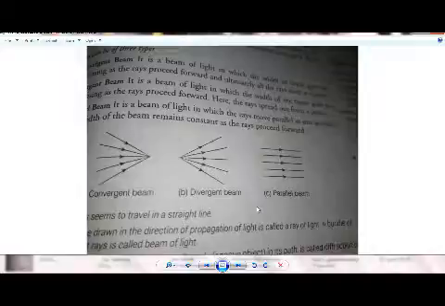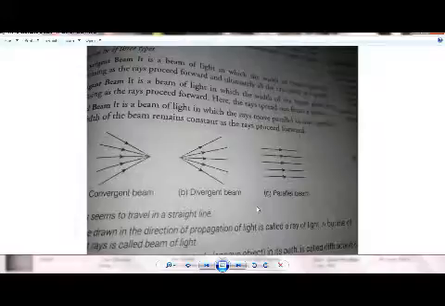Now I'd like to read these 3 beams from the textbook. Please listen carefully. Convergent beam: it's a beam of light in which the width of the beam goes on decreasing as the rays proceed forward, and ultimately all the rays meet at a point. If we read the definition from the textbook, you can see that it's a bit complex. If you write what I said, no one can deduct your marks. It's very simple, and the name gives you the meaning.